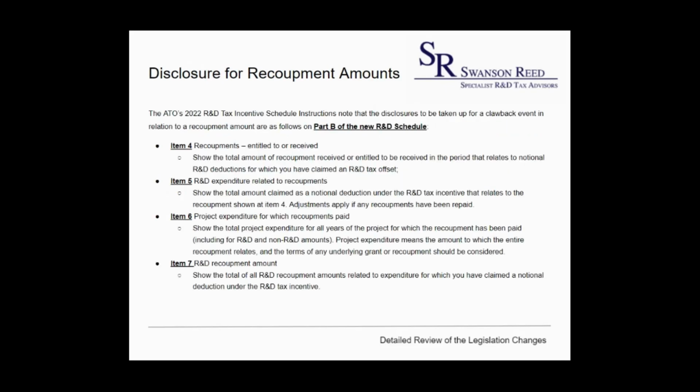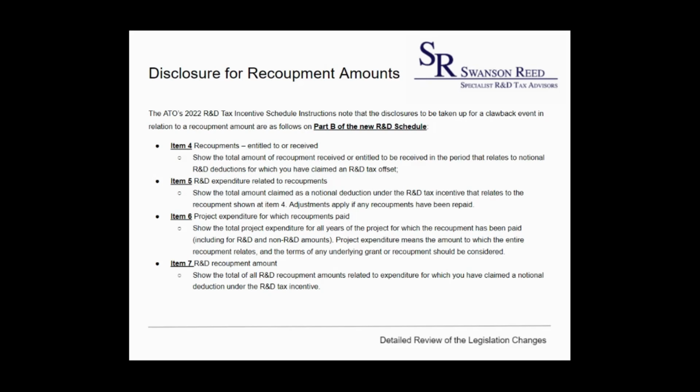The ATO's 2022 R&D tax incentive schedule instructions note that the disclosures to be taken up for a clawback event in relation to a recoupment amount are as follows on Part B of the new R&D schedule. At Item 4, recoupments entitled to, show the total amount of recoupment received or entitled to be received in the period that relates to notional R&D deductions for which the company has claimed an R&D tax offset. At Item 5, R&D expenditure related to recoupments, show the total amount claimed as a notional deduction under the R&D tax incentive that relates to the recoupment shown at Item 4.